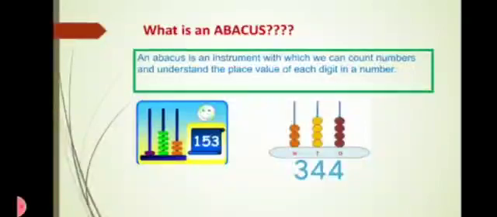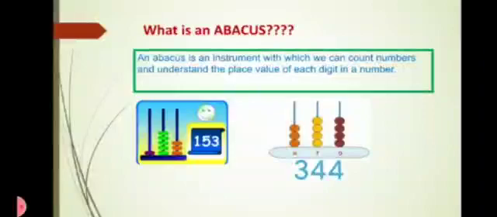Now similarly, we can read the numbers shown on an abacus. Now just look at the second example. How many beads are there in the hundreds spike? You can count. 3 beads are there. So write down 3. Then at the tens spike, how many beads are there? 4 beads are there. So below it, you write 4. And at the ones spike, how many beads are there? 4 beads are there. So again you write 4. So the second abacus shows the number 344.